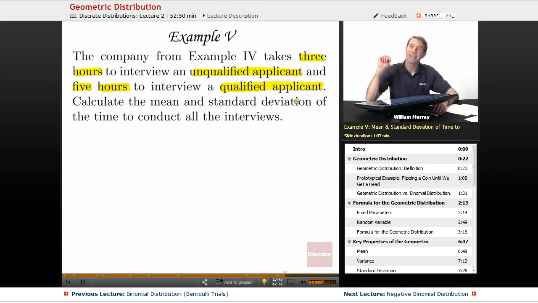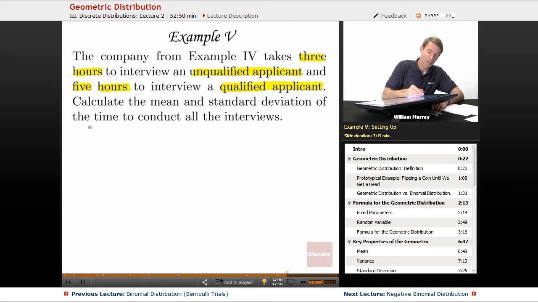And we want to calculate the mean and the standard deviation of the time to conduct all the interviews. How long do we expect this interview process to take at this company? So let me show you how to set that up. We haven't really seen a problem like this before, so this is our first one. So let me set up a variable that represents time here. T is going to be the time. And remember, y is the number of applicants that we speak to.